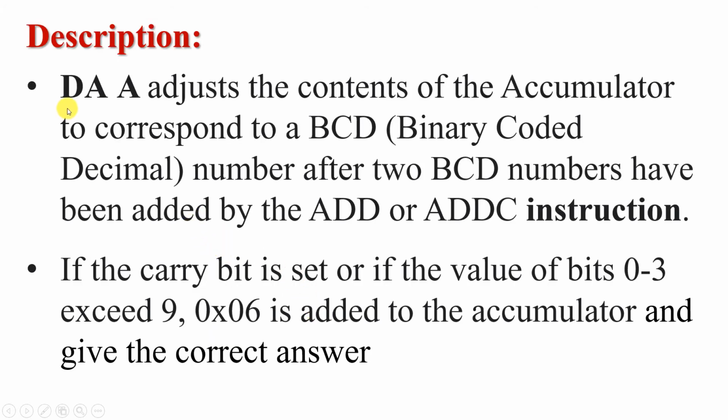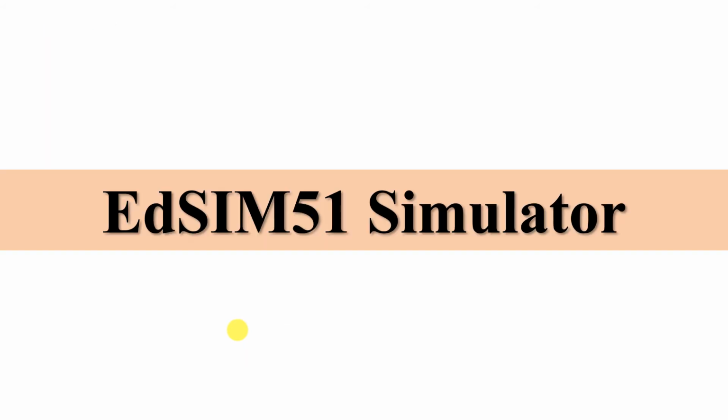What it does? DAA adjusts the content of the accumulator to correspond to a BCD number after two BCD numbers have been added or addition with carry instruction is performed. So that adjustment is done by adding 6 when there is a carry or there is an illegal code. So let us try to see how we can do that using the 8051 simulator.